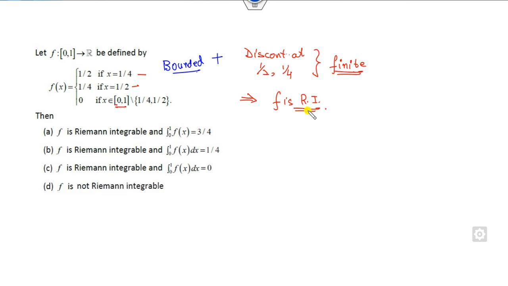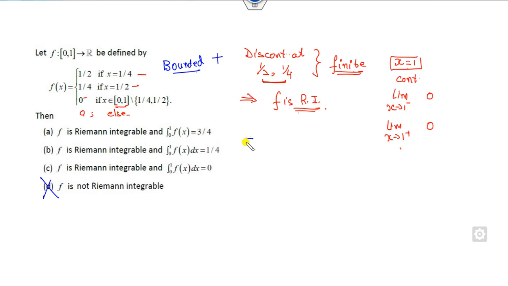If f is Riemann integrable, what about x = 1? Is the function continuous there? Yes, because what is the limit as x goes to 1 from below? What is the limit from the positive side? Nothing else, so it is 0, again 0, and also it's a closed interval, so 1 is there. So the function is only discontinuous at 2 points. So it means the function is Riemann integrable.